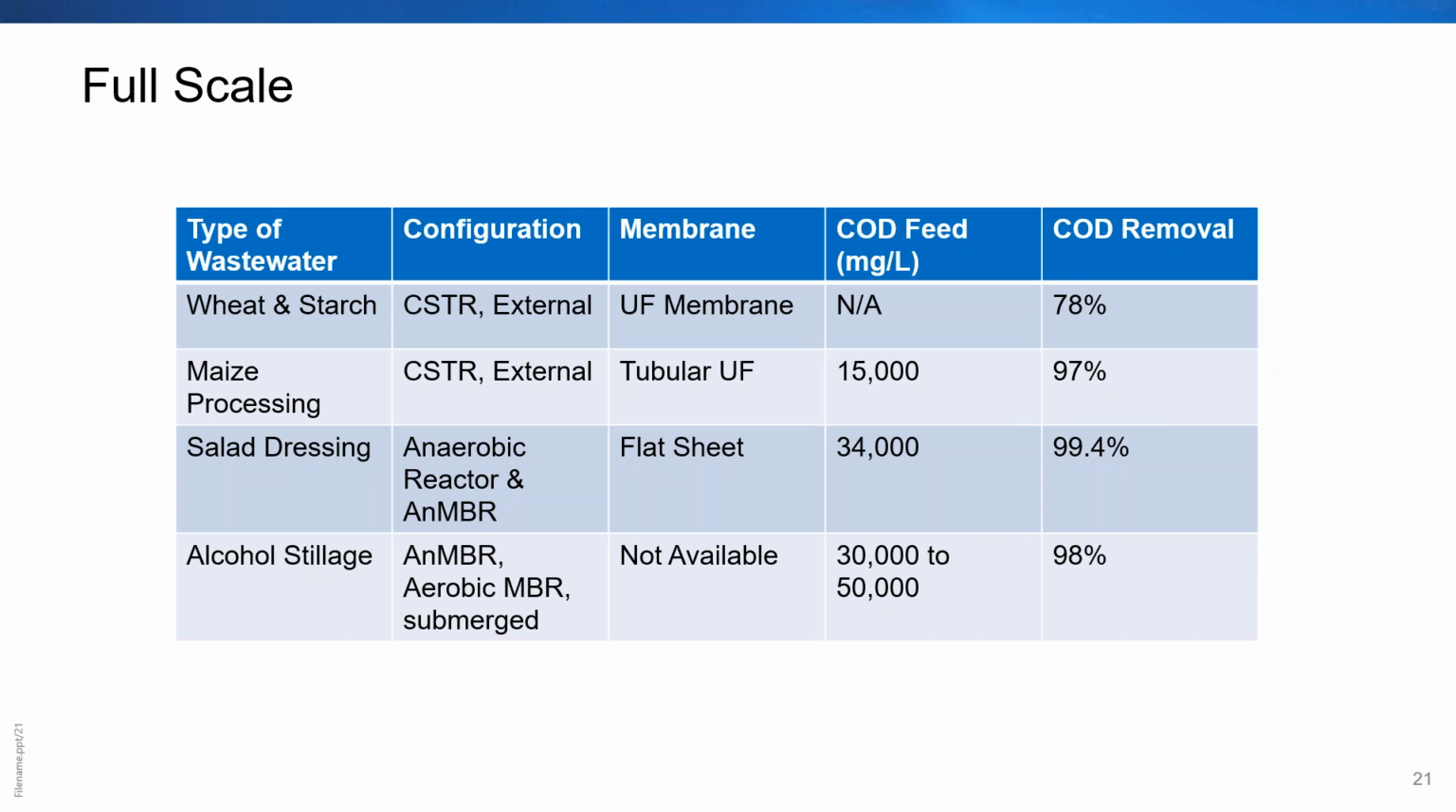Salad dressing, this is, I believe, the one that Avoca is going to talk about today, where they had an anaerobic reactor followed by an anaerobic MBR, using a flat sheet membrane. COD feed is up around 34,000, and they're getting fantastic removal. And then alcohol stillage, where they've got an anaerobic MBR followed by an anaerobic MBR submerged. This is one I want to do more research on myself, to see how they have this one set up in multiple stages the way they do.